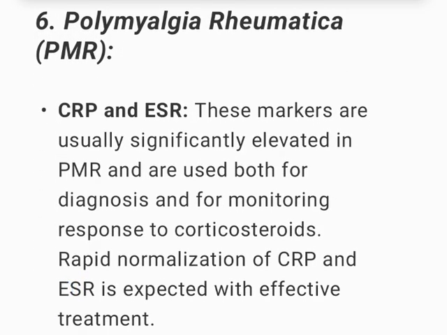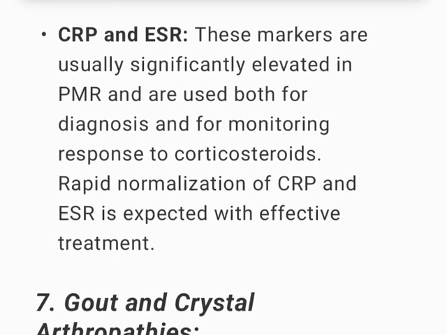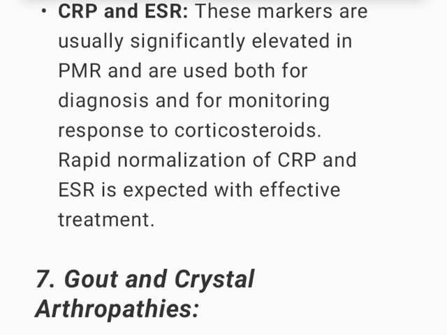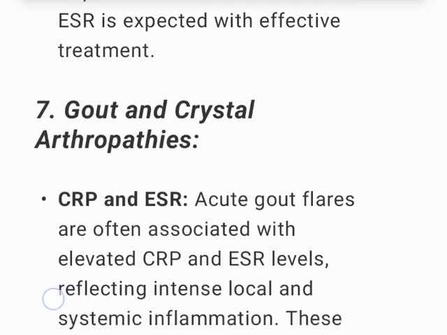6. Polymyalgia rheumatica, PMR: CRP and ESR. These markers are usually significantly elevated in PMR and are used both for diagnosis and for monitoring response to corticosteroids. Rapid normalization of CRP and ESR is expected with effective treatment.